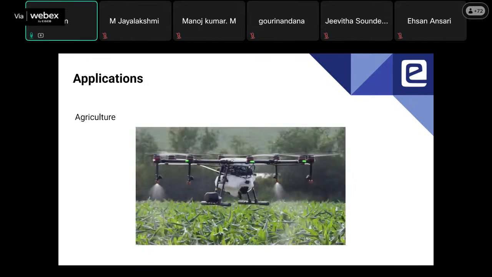Then the other is agriculture, as I mentioned earlier. Drones can be used for spraying pesticides in the field if you do proper mission planning: go from here to here, here to here, and so on. Then you apply pesticides on your field using drones remotely.